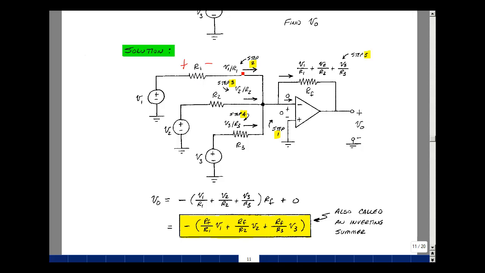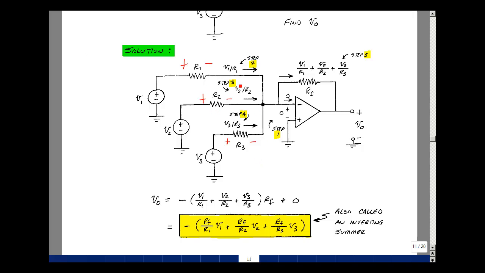And so divide that by R1, you have the current in the resistor R1. That would be V1 over R1. The same is true for this resistor. This node voltage is V2 and this node voltage is 0. So the difference divided by R2 is the current in the resistor R2. And that's V2 over R2. And likewise for the last resistor here. So I have V3 over R3.